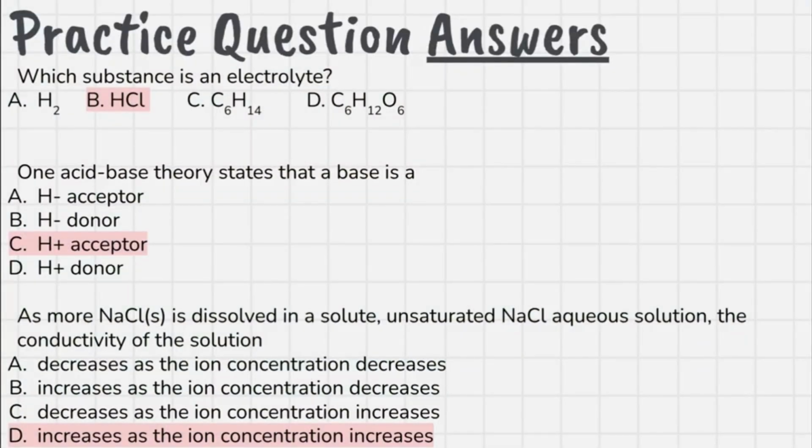Which substance is an electrolyte? HCl is the only ionic compound here because it contains a metal and a nonmetal. And if you remember, electrolytes have to be metals, ionic compounds, acids, or bases.